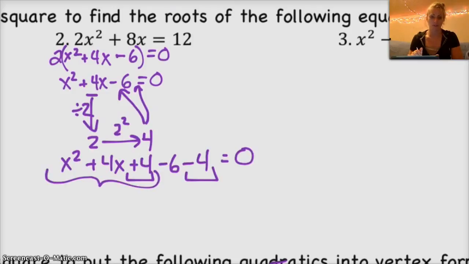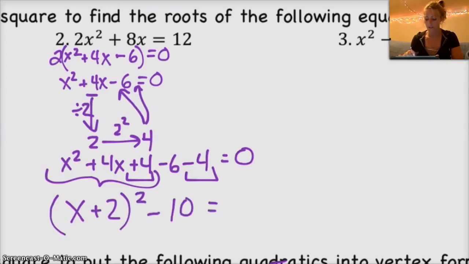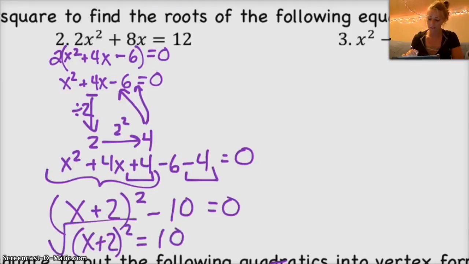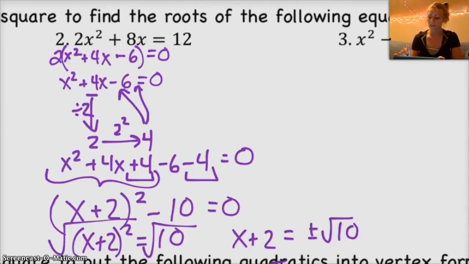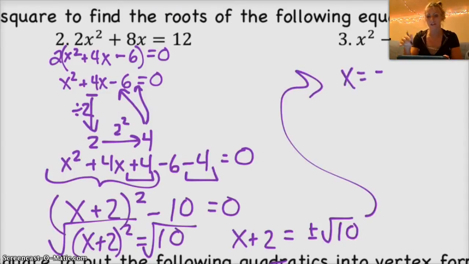This thing is a perfect square: x plus 2 times x plus 2, minus 10 equals 0. And then I can add 10 to the other side, take the square root of both sides, so I get x plus 2 squared equals 10. Take the square root of both sides, and I get x plus 2 equals plus or minus the square root of 10, right? Which is x equals, I subtract 2 to the other side, x is negative 2 plus or minus the square root of 10.